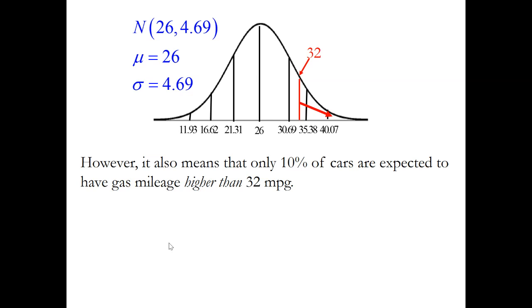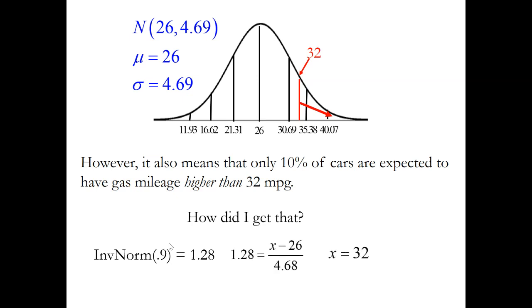Now, again, the other thing is, though, we'd also have less cars on the higher end because the standard distribution is symmetrical. So, it's important to think about that. I also know that the 10% of cars are going to be higher than 10 miles because inverse norm 0.9. Well, instead of being negative 1.28, now it becomes positive 1.28 because the other side of the curve. I go and solve it. I found it's 32 miles per gallon.